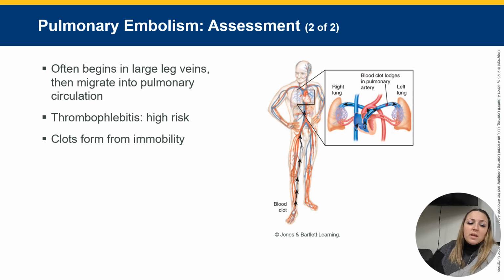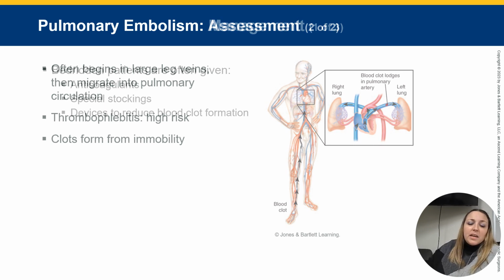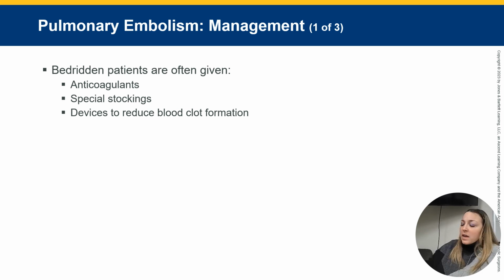Some of those clots can be developed by immobility. They can be developed by long periods of travel, recent surgeries, smoking, birth control. All of those give you a greater risk as well. Oftentimes, bedridden patients are given anticoagulants and special stockings or support hose, and they also use air inflation devices on their calves in the hospital.